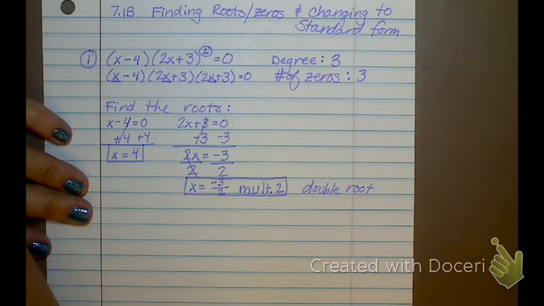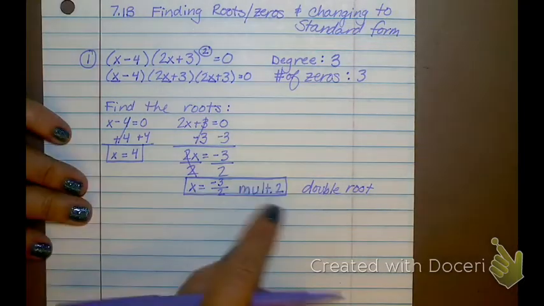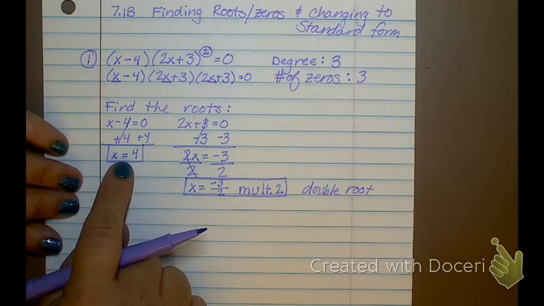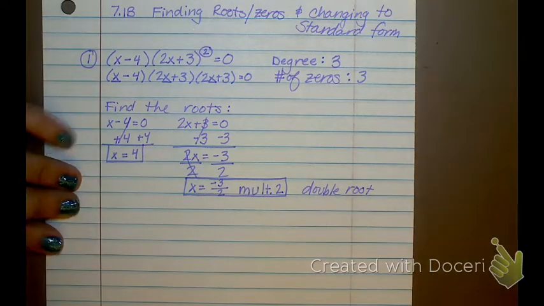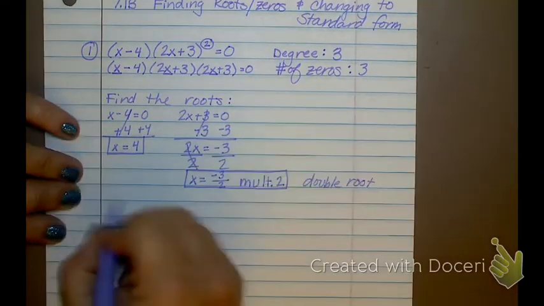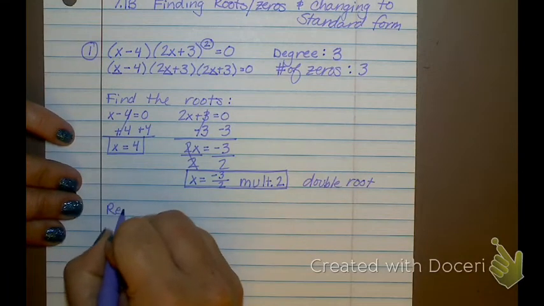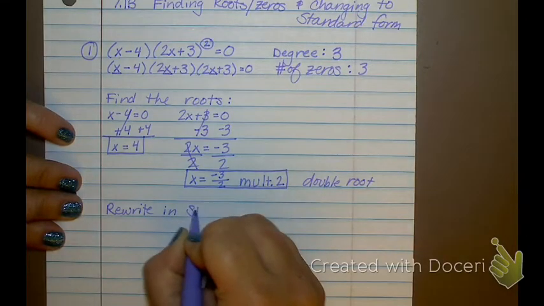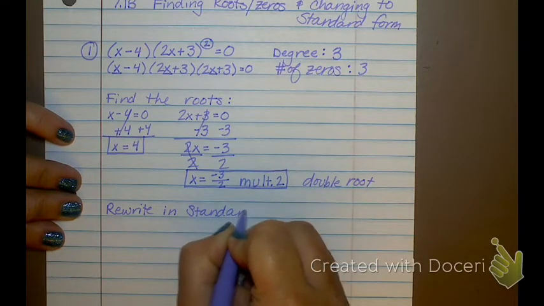And that's not just doing some magic to get your 3 answers. A multiplicity of 2 looks different when we graph it than something that has a multiplicity of 1. Okay, so it does have a different meaning on the graph. Questions there? Okay. So my next part says rewrite in standard form.